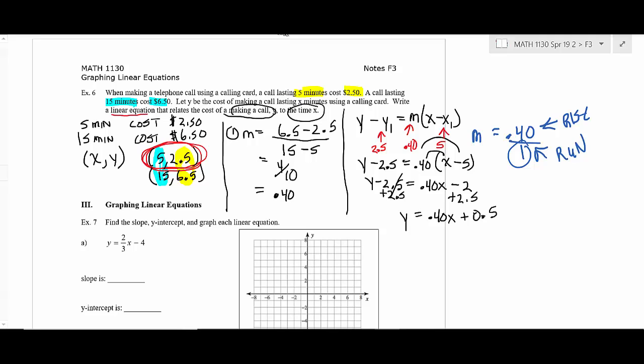So a couple of things are worth noting on this. This is usually what we would call a fixed cost. So this company is probably charging 50 cents regardless of whether you use your phone or not. And then this is the variable cost, which just means each minute costs 40 cents. Okay, that's the idea. So that's the mathematical meaning of that problem.